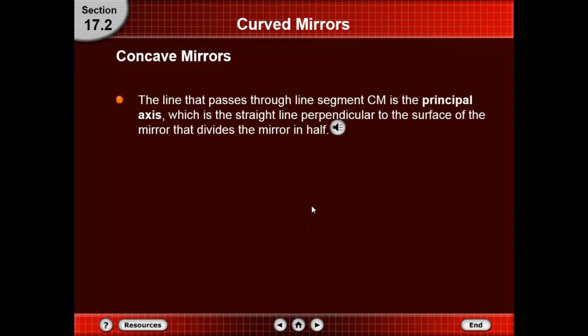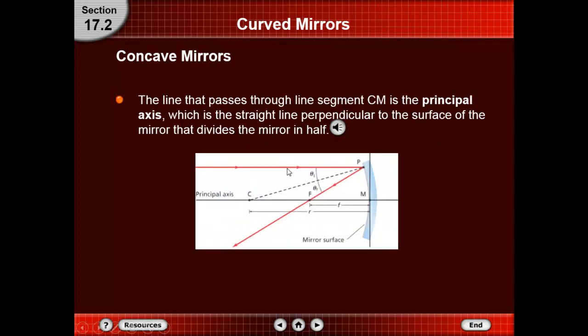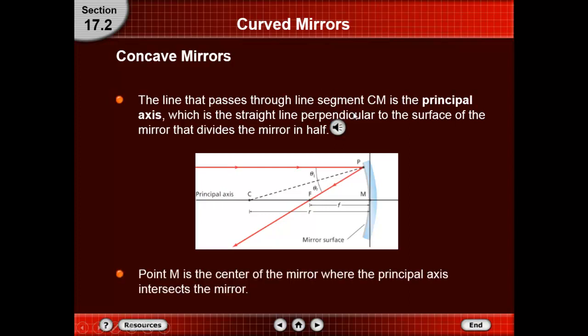The line that passes through the line CM is called the principal axis, which is a straight line perpendicular to the surface of the mirror that divides the mirror in half, half 1 and half 2. Point M is the center of the mirror, where the principal axis intersects the mirror.